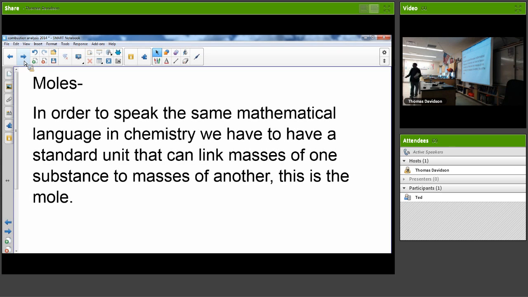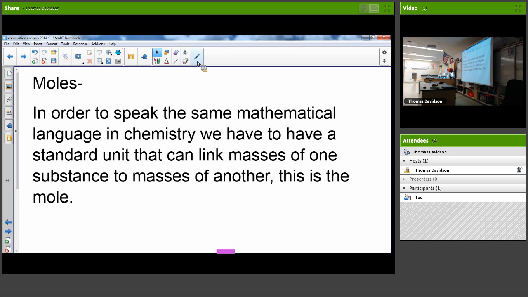Moles, those are the things that we're going to convert everything to so everything can talk to each other. You all right with that idea? So, in order to speak the same mathematical language in chemistry, we have a standard unit that can link masses of one substance to masses of another. This is the mole.